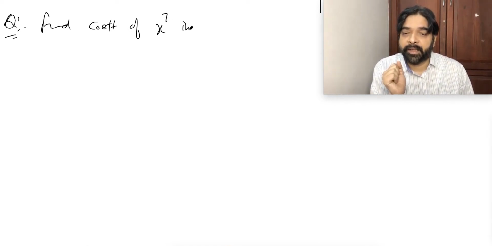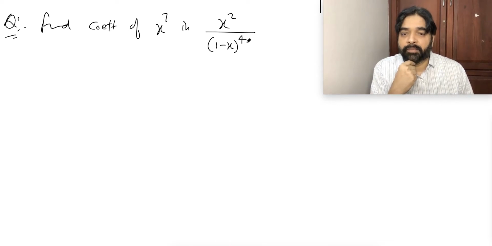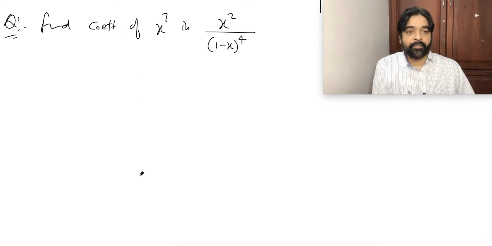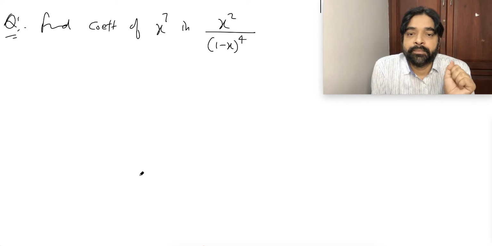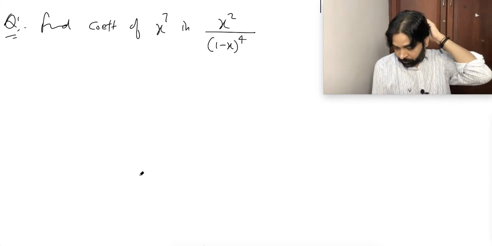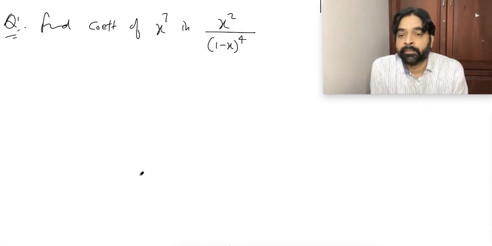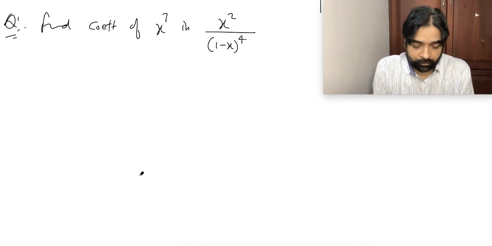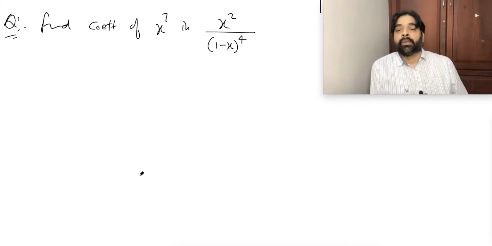x power 7 in x square divided by 1 minus x power 4. Get the answer. Done. Simple question.